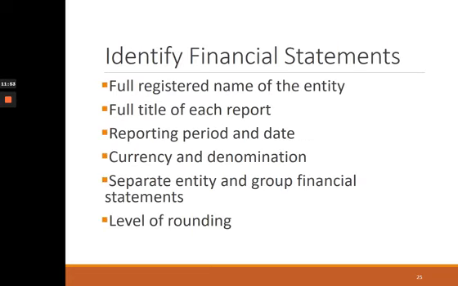So for your financial statements, you need to have a full registered name of the entity, the full title of the report with the correct heading, the reporting period and the date, the currency and denomination that we are dealing with, whether this is for an individual company or for a group of companies, and then the level of rounding.